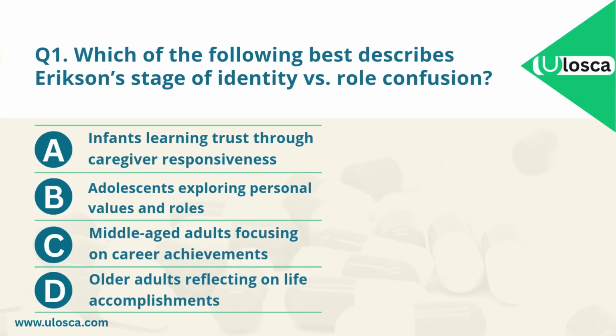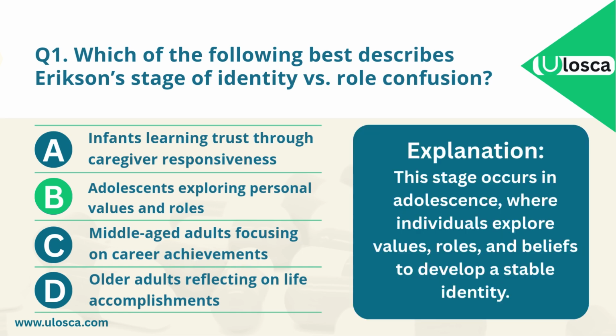The correct answer is B. Adolescents exploring personal values and roles. Explanation. This stage occurs in adolescence, where individuals explore values, roles, and beliefs to develop a stable identity.